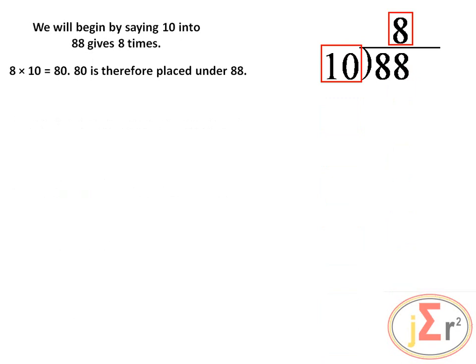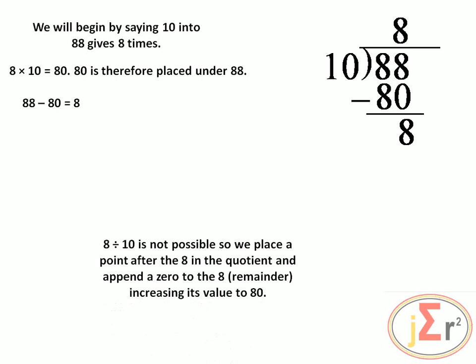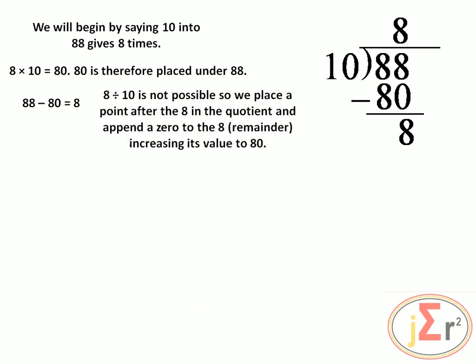This is what you don't like, Jerry, but it's not what you like. We will begin by saying 10 into 88, and that's 8 times. Then we say 8 multiplied by 10 is 80, and we are going to subtract that 80 from 88. And what do we get? 8. Then we say 10 into 8, and that's not possible. So we place a point after the 8 in the quotient, and append a 0 to the 8.